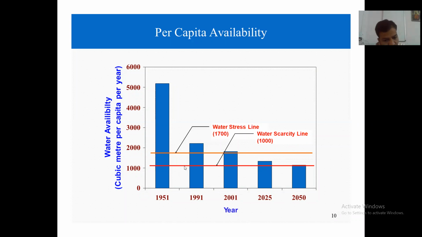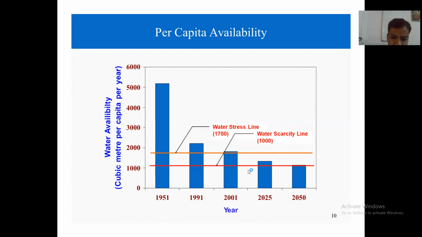The future water requirement from 2025 up to 2050 is shown. It's a water stress line, water scarcity line. It is shown by red color. The water scarcity line is when 1000 cubic meter per capita of water is available. That is said to be the scarcity line.